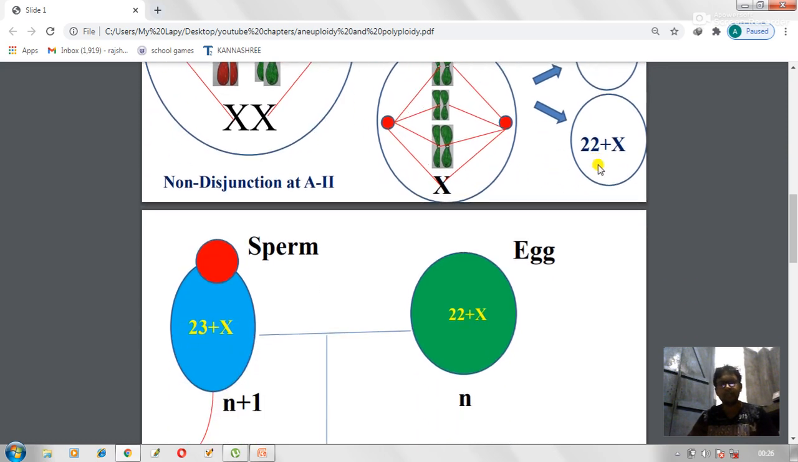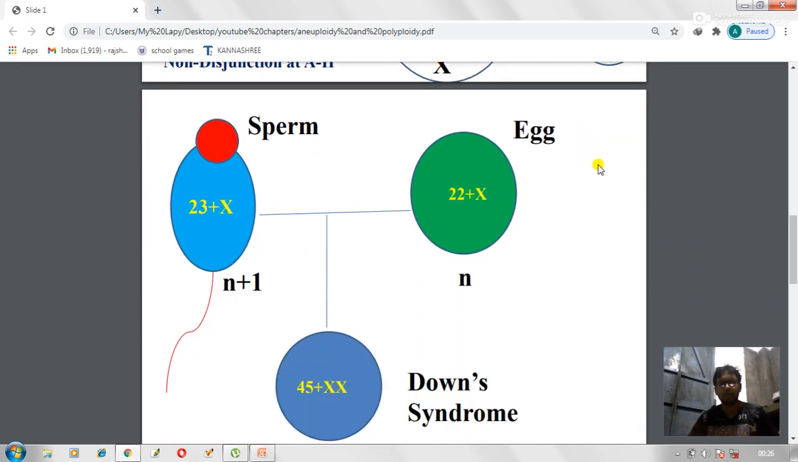So in this case, here is the example. Now what will happen? Here is the sperm, here is the egg. This sperm contains an n plus 1 gamete, and this is a normal egg. This sperm contains n plus 1, that is, instead of 22 plus X, it contains 23 plus X. This extra chromosome is due to chromosomal non-disjunction.